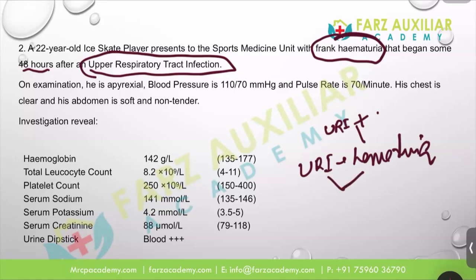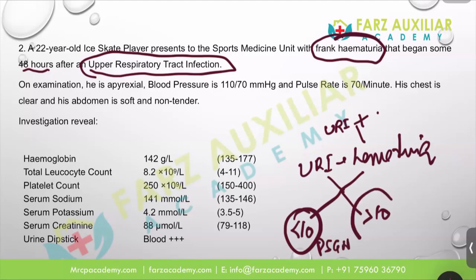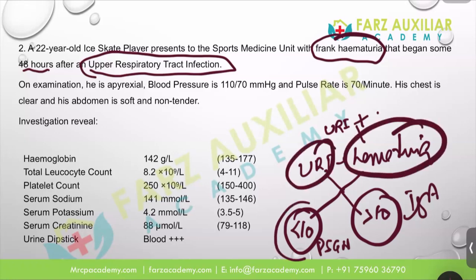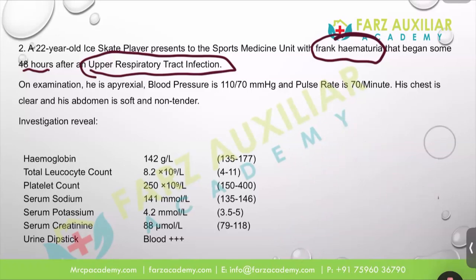So the age group is below 10 and above 10. Below 10, it is PSGN in the question, okay? Above 10, it is IgA nephropathy. Fair enough? Although this is not the norm or the rule, it is easy to remember for an exam. If URI plus hematuria is happening in a child less than 10 years of age, you think of PSGN. If it is above 10 years of age, think of IgA nephropathy. Okay?